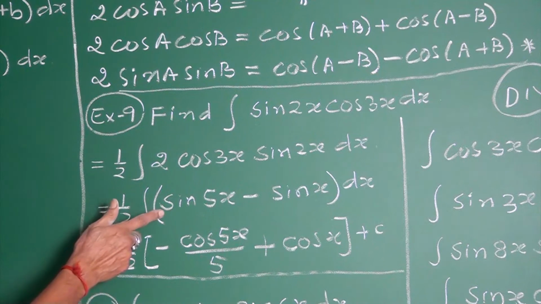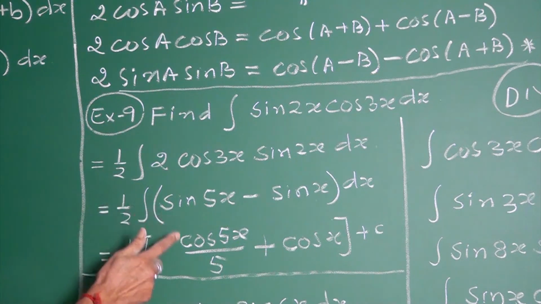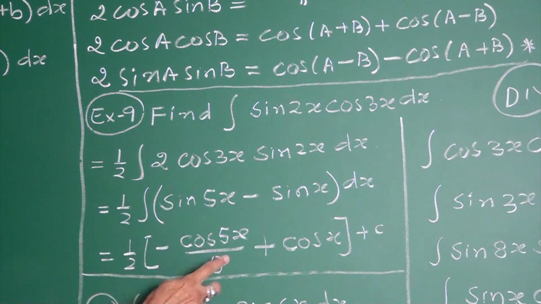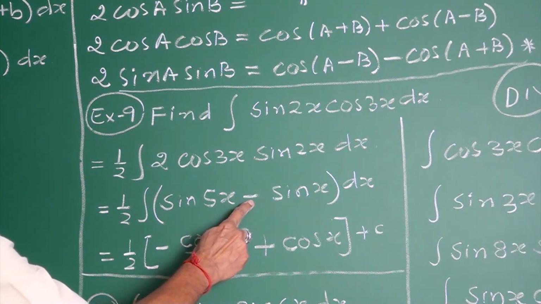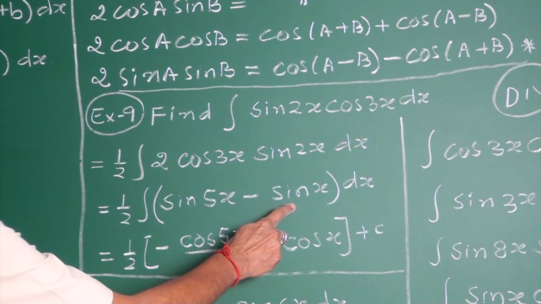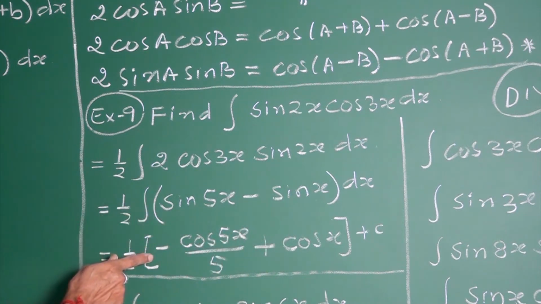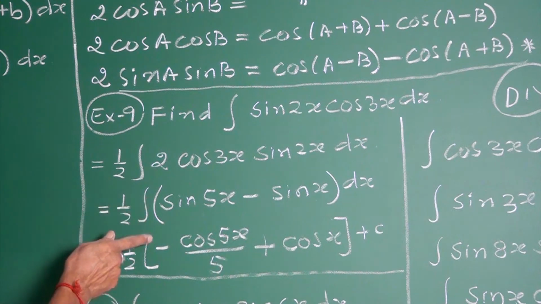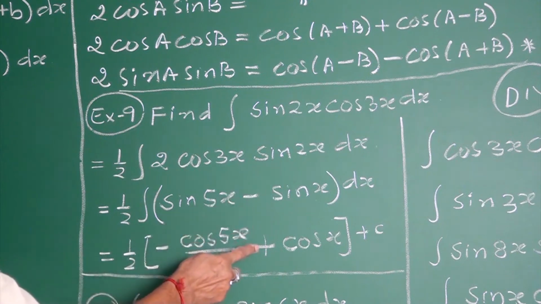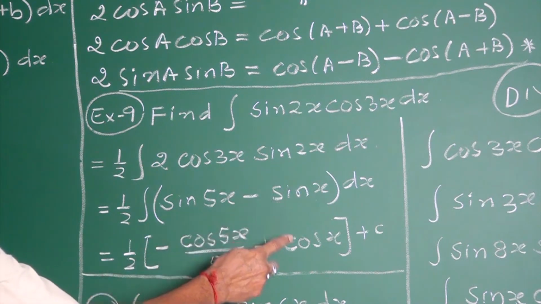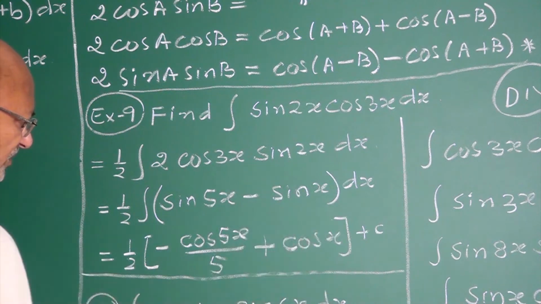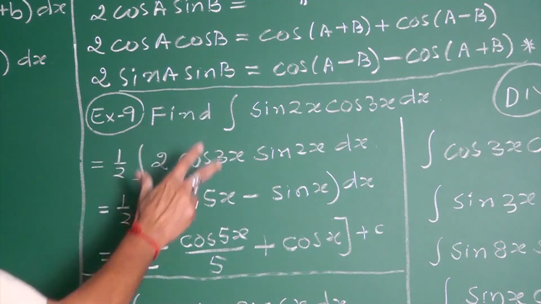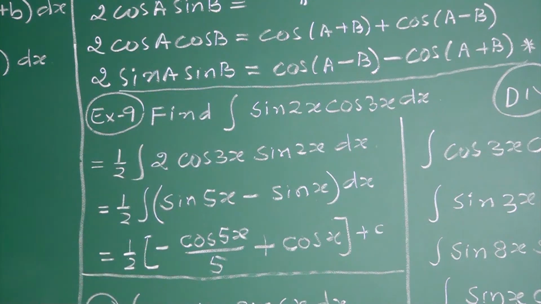1 by 2 into the integral of sine is minus cos 5x upon 5, other than x, divided by the coefficient. Sign changes, my friend. Sign changes means plus to minus here; plus becomes minus, this minus becomes plus. Integral of sine is minus cos x plus c. This is one sample. These are very good examples, my friends, under 2 mark questions.